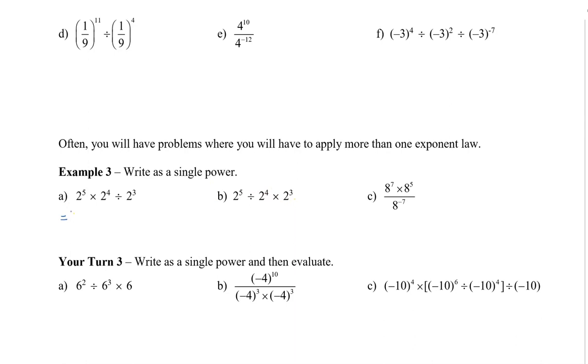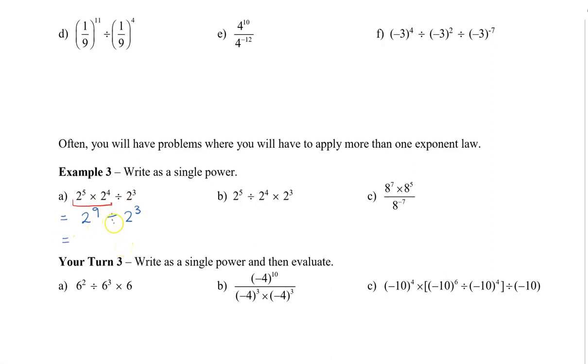So with this first one, let's do 2 to the 5th times 2 to the 4th first, because times is coming before our division. So we're going to use our product law, and we're going to have a base of 2, and then 5 plus 4 is 9. And then we're going to divide by 2 cubed. We're going to bring that down.